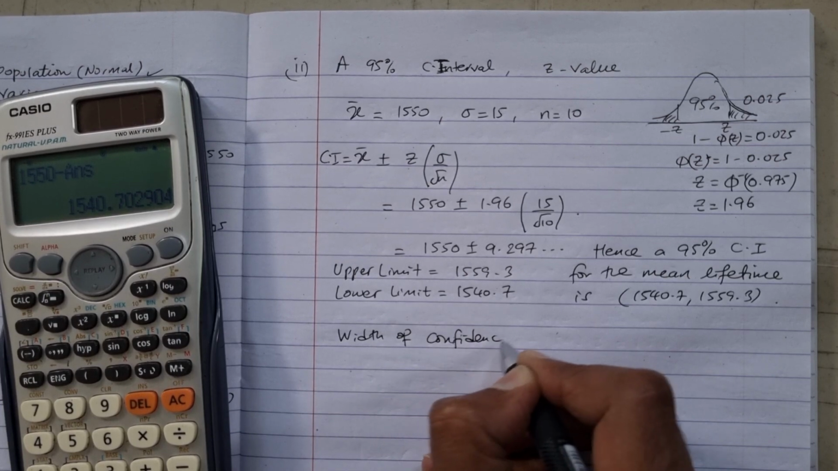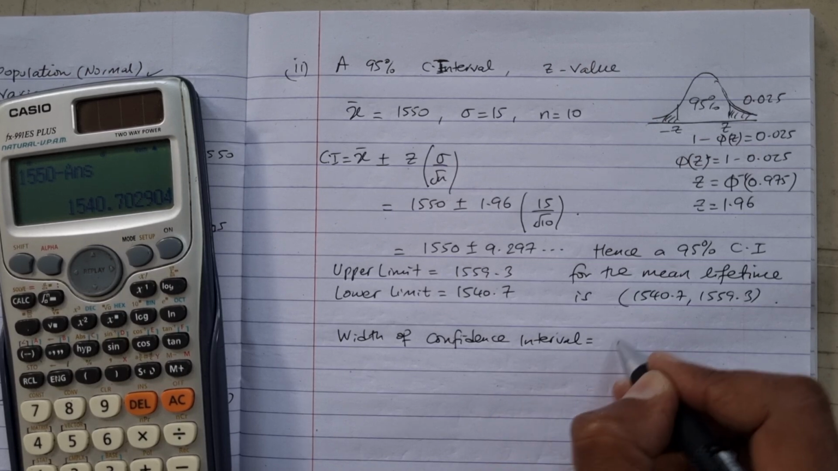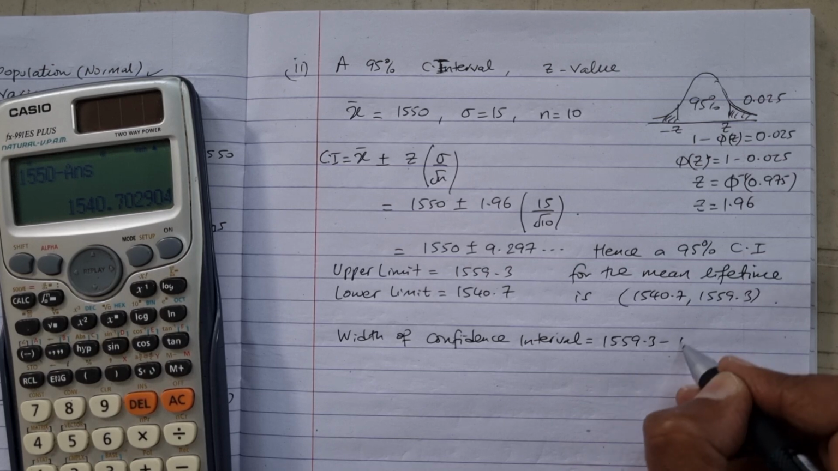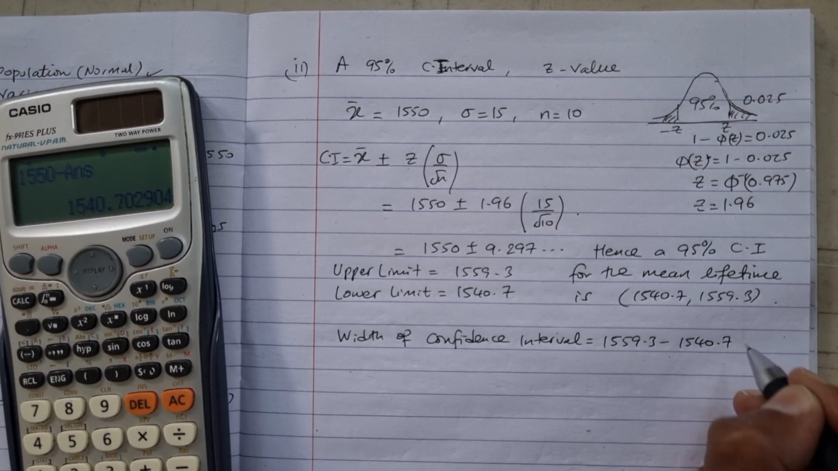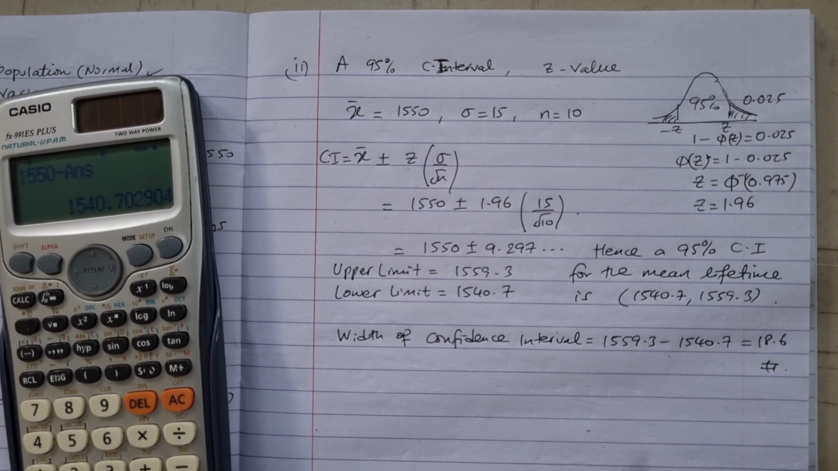So here we are for that second part, and now the width of the confidence interval is going to be 1559.3 minus 1540.7, which comes to 18.6. All right, so take care.